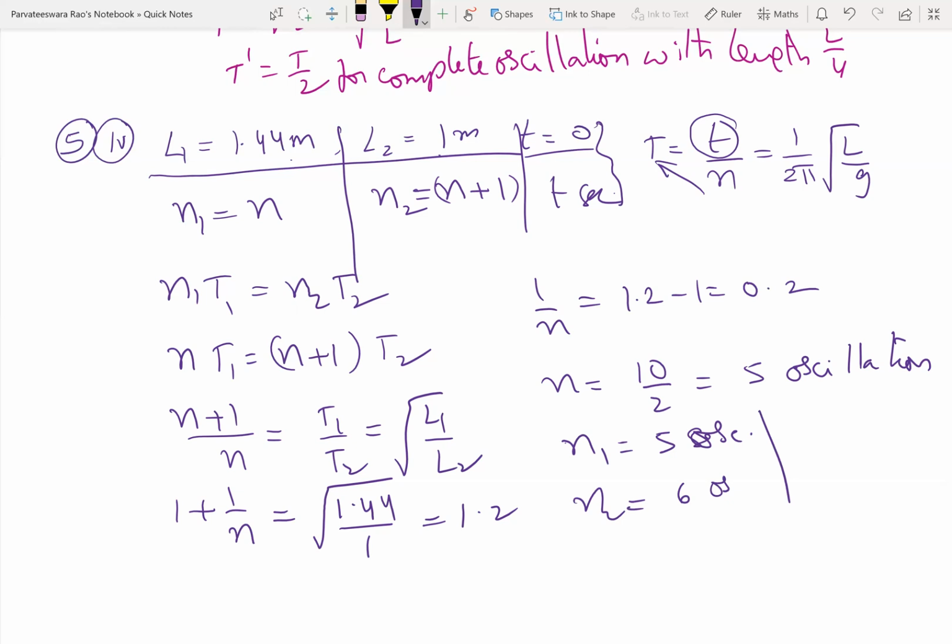Sir, for this type, we have to first assume t equal to 0 every time. Yes, initially they start oscillating. So initial means t is equal to 0.